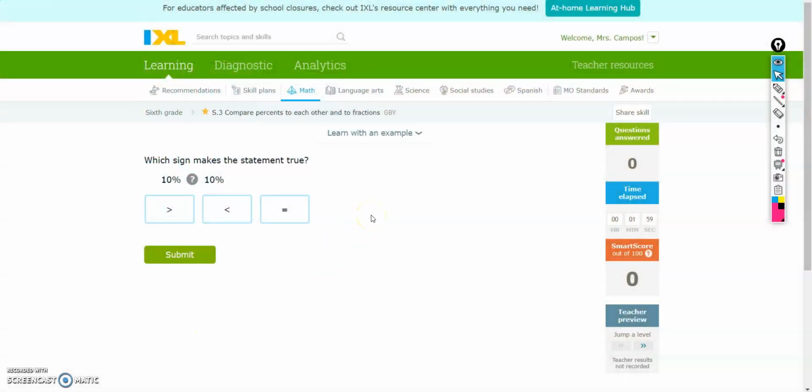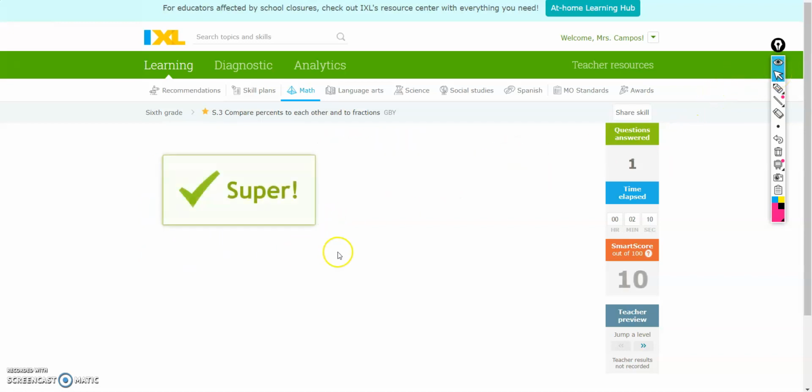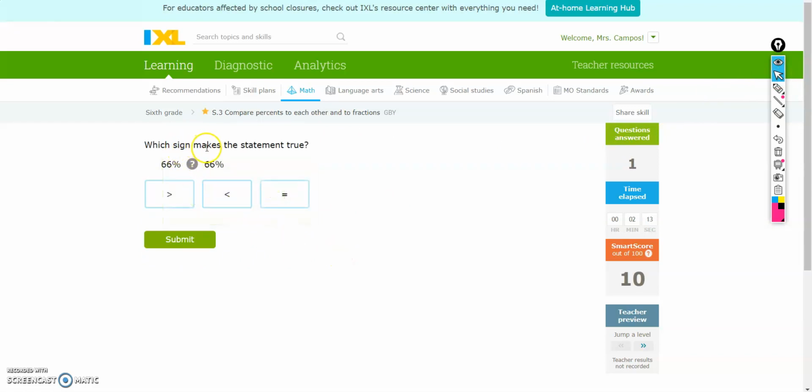So here we have something pretty simple, I would say. Which sign makes the statement true? 10%, well, that's equal to 10%, of course. Which sign makes the statement true? Well, they're not giving us anything hard, are they? 66% is equal to 66%.